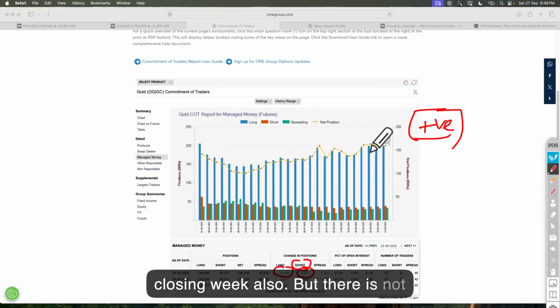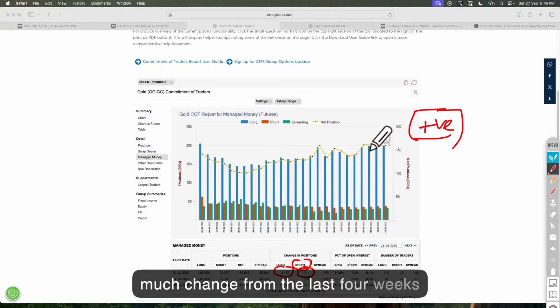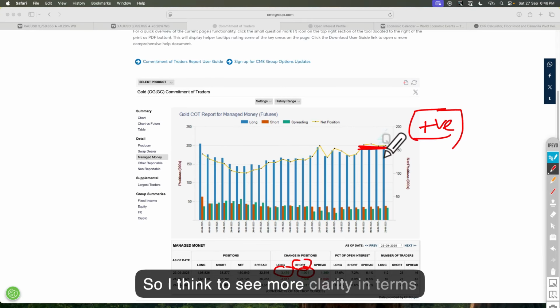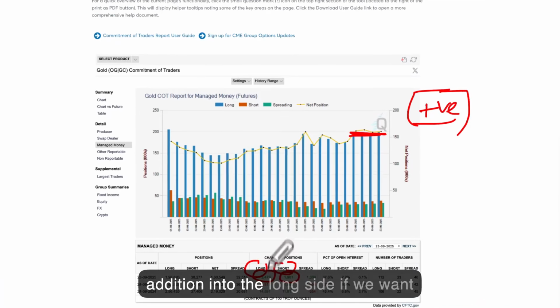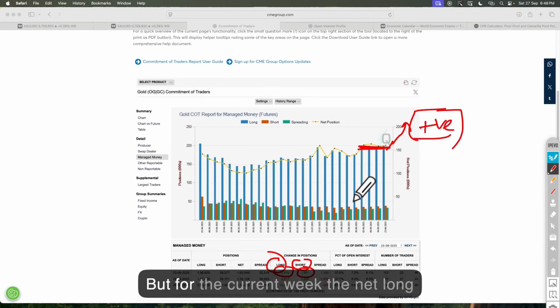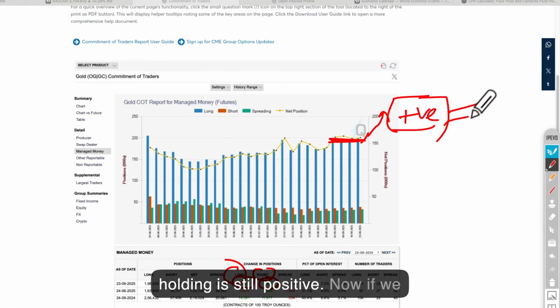But there is not much change from the last 4 weeks, and they are almost flat. So to see more clarity in terms of a breakout, or a longer period, we need a good amount of addition on the long side if we want to see another good buying rally. But for the current week, the net long holding is still positive.